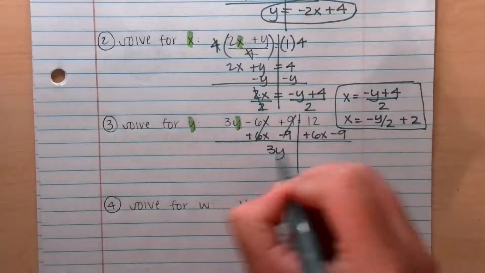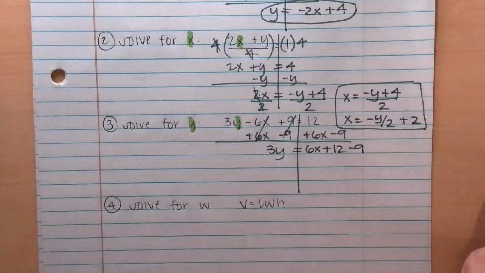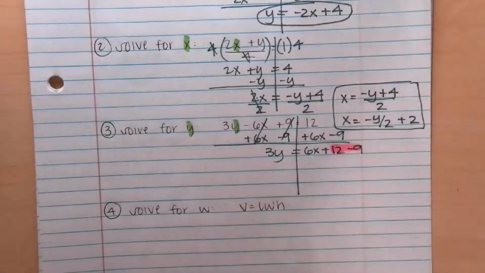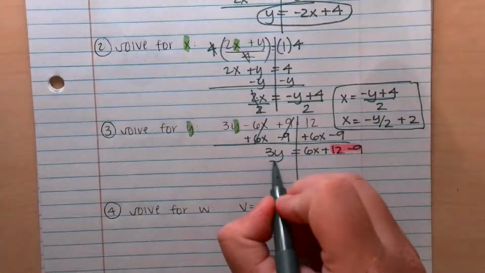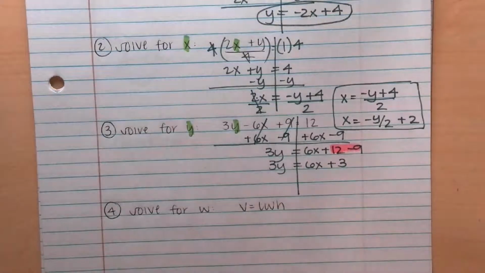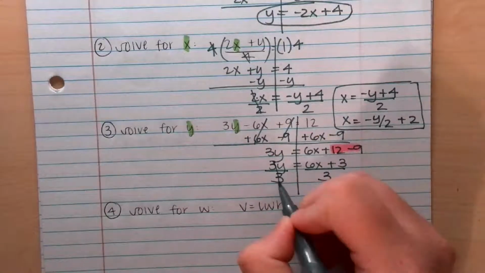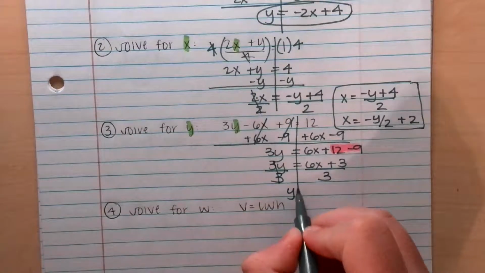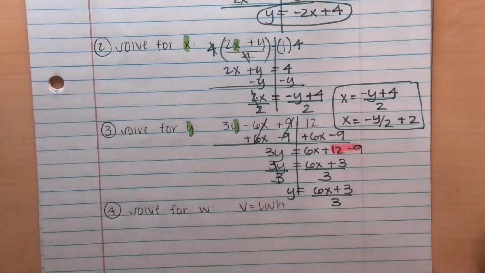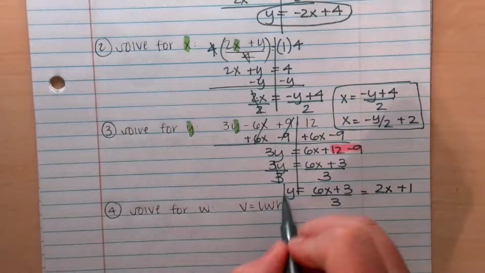We're left with 3y equals 6x plus 12 minus 9. But we notice we have some like terms that we need to combine, right? That 12 and the negative 9. That leaves us with 3y equals 6x plus 3. Our last step is always to get rid of our coefficient, so we divide by 3. So we get that y equals 6x plus 3 divided by 3. Again, if you want to break that up, that is 2x plus 1. Okay?